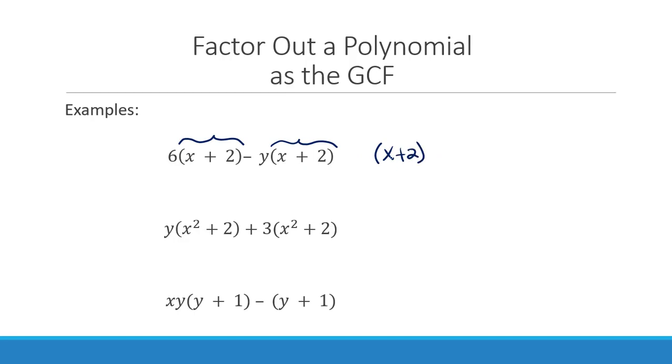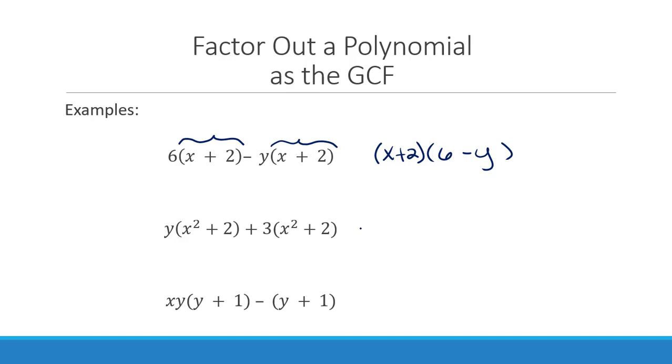So it's basically the same steps I talked about a while ago. I'm going to write this GCF first, and then I'm going to draw my set of parentheses. Well, what is x plus 2 being multiplied by to get back to here? Well, it's being multiplied by 6, so I'll put 6. What is x plus 2 being multiplied by here? Well, it's being multiplied by minus y, or negative y. So I can rewrite this as x plus 2 times 6 minus y.